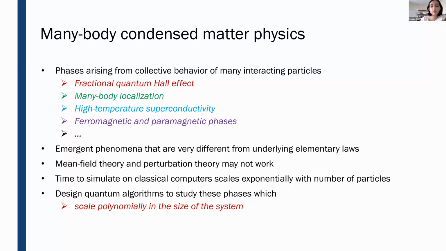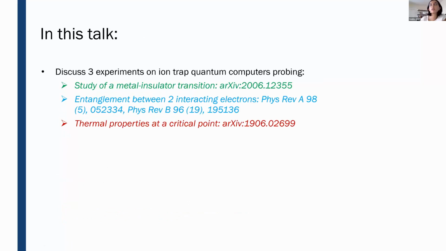The requirements we have of these algorithms are, one, that of course they should scale polynomially in the size of the system, in the number of particles, rather than exponentially. And second, since we're running them on NISQ computers, we want these algorithms to be resilient to noise. In this talk, if I have time, and I may just get through the first example, I will discuss three experiments on ion-trapped quantum computers. These are probing a transition between a metal and an insulator, studying the entanglement between two interacting electrons, and studying the thermal properties close to a phase transition.